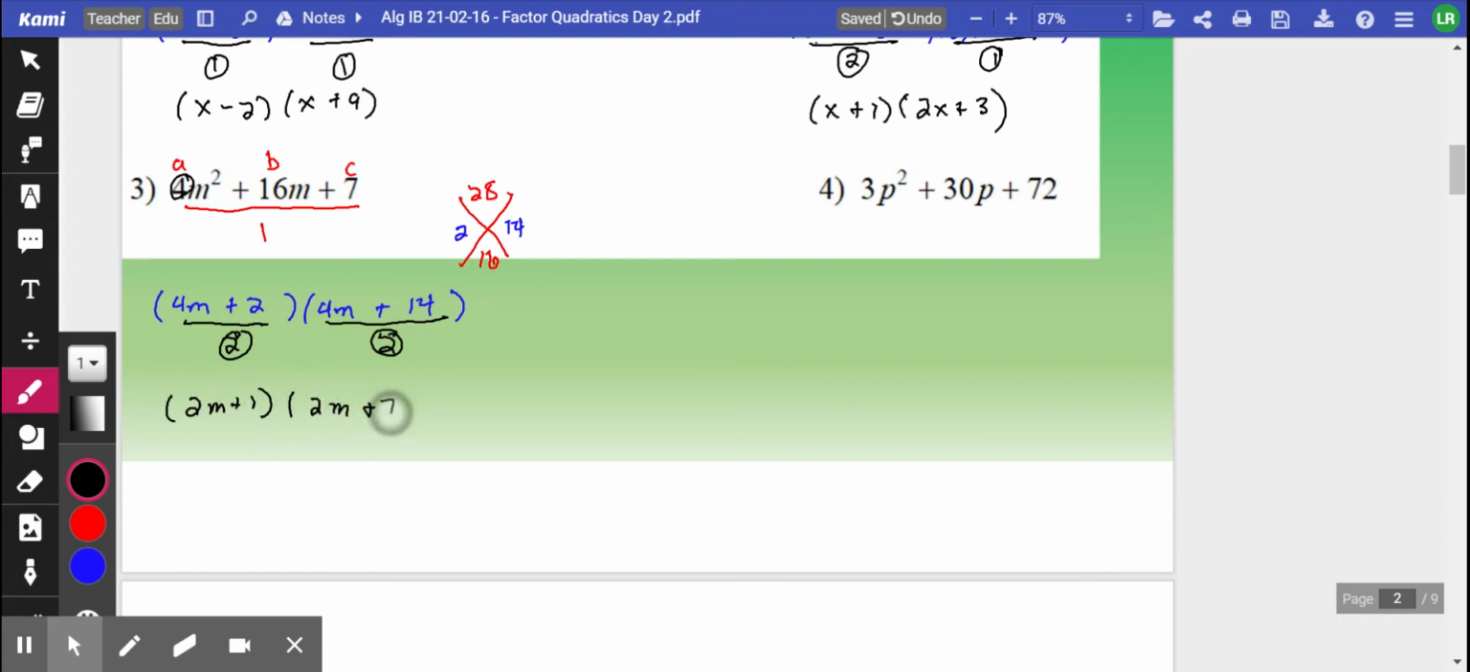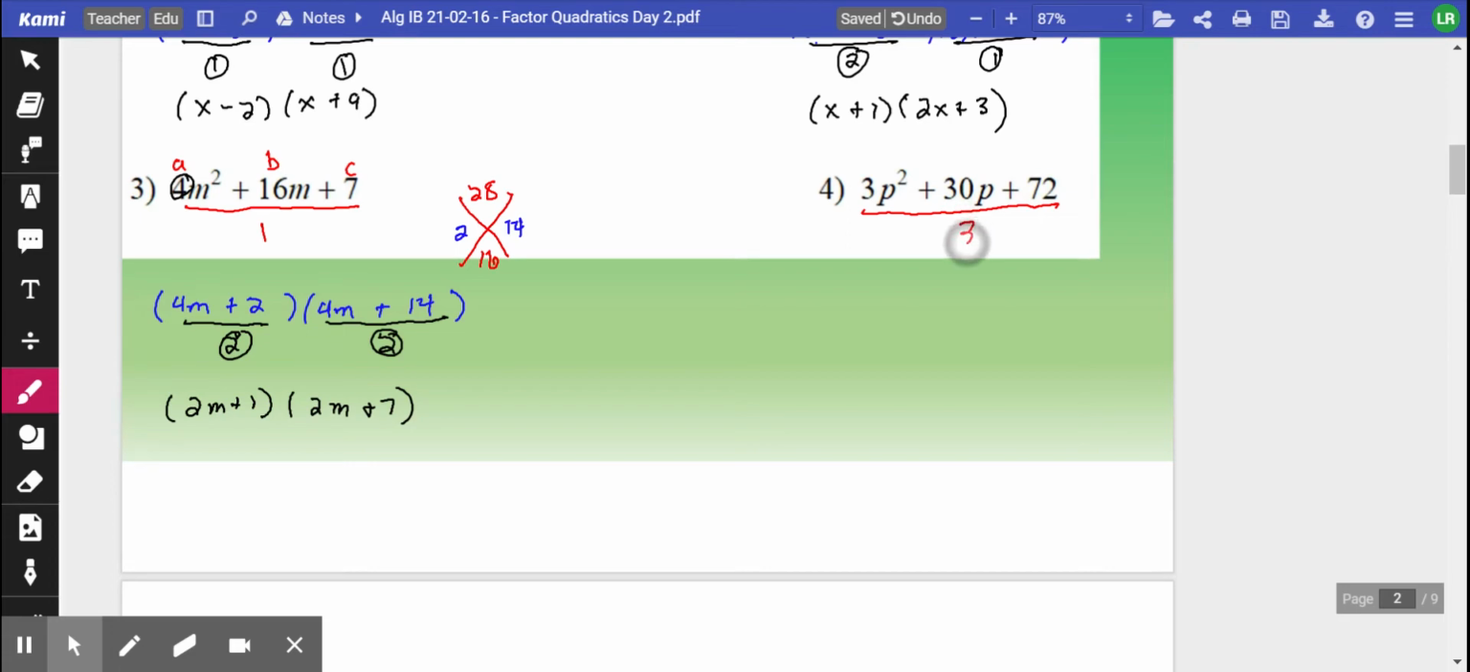and 2m plus 7. Now, this last one is a little trickier than the rest because there is actually something you can divide out. And this is the first one that is like that. So if I do this one, 3, 30, and 72, I can divide all of those by 3. Boom. Well, this is going to change this problem. So now it's going to be 1p squared plus 10p plus 24.